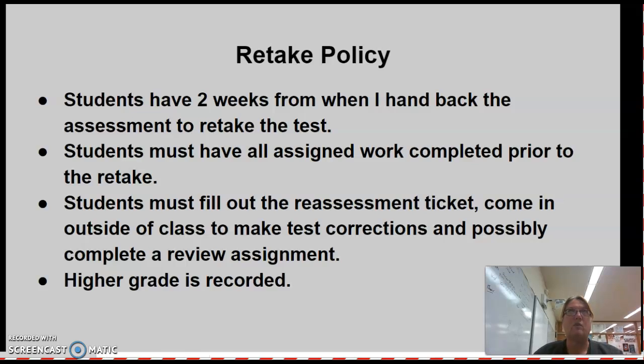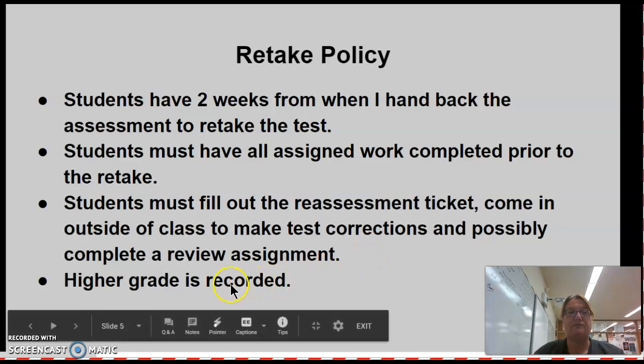What we look at is what they missed on their tests, and if it is something major, then I might have them do a review assignment before they retake. And if it was just a little tiny mistake that they really know how to do, but they just maybe messed up that day, then sometimes I do not have them do a review. The higher grade is recorded, so it's not hurting them if they choose to retake the test.